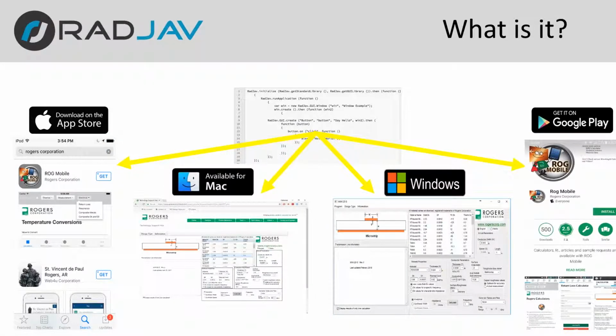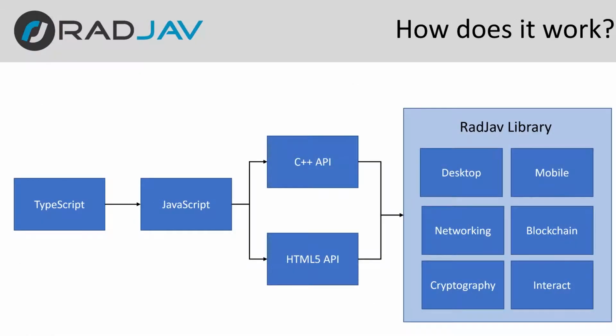So RadJav is a framework for developing applications quickly, securely, and easily across Windows, Linux, Mac, HTML5, iOS, and Android, all using the same code base. Now, we're able to achieve this by writing both TypeScript and C++ code. Our TypeScript code is generated into JavaScript. That JavaScript then connects to our C++ code, while at the same time, this same JavaScript can also generate an HTML5 library which developers can use today to create web applications with.